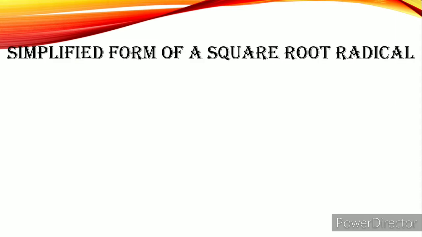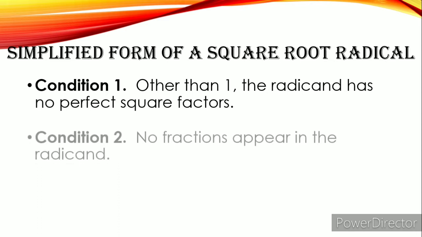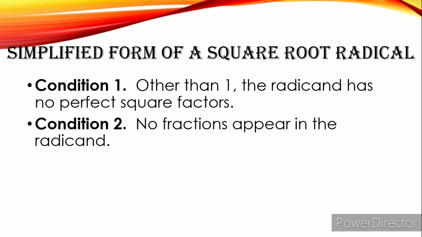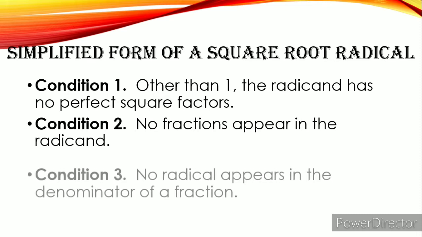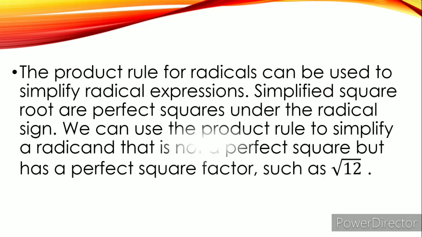The second property of radicals is the simplified form of a square root radical, which has three conditions. First condition, other than 1, the radicand has no perfect square factors. Second condition, no fractions appear in the radicand. Third condition, no radical appears in the denominator of a fraction. The product rule for radicals can be used to simplify radical expressions.